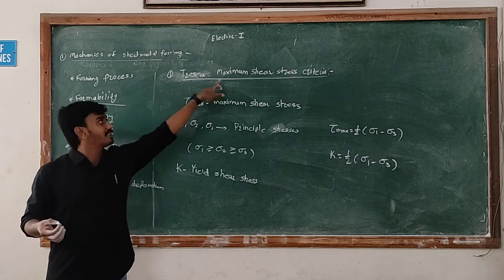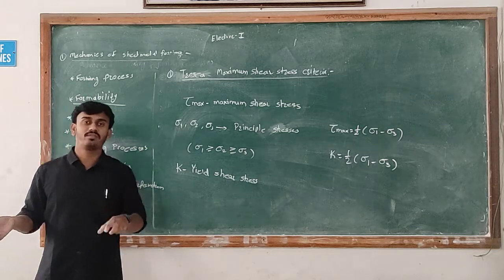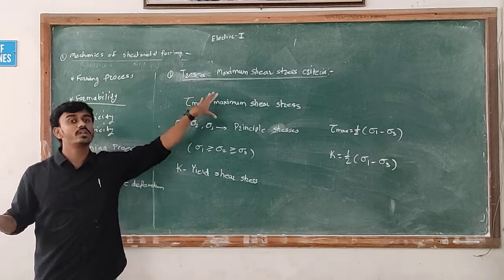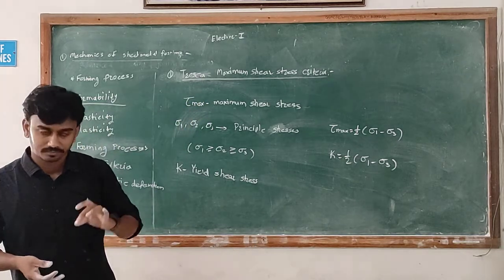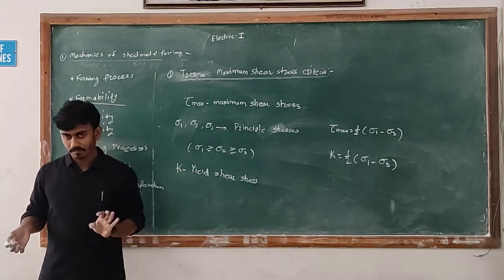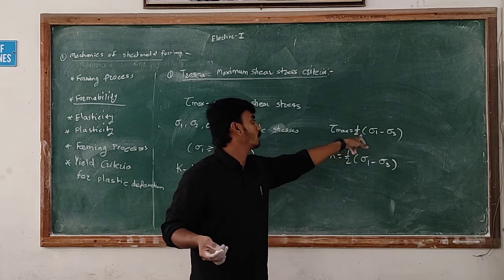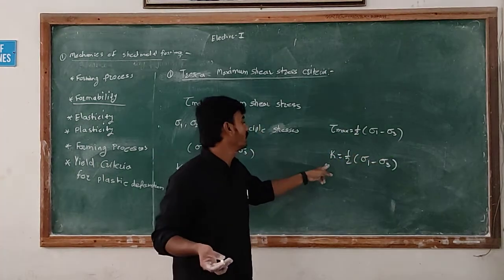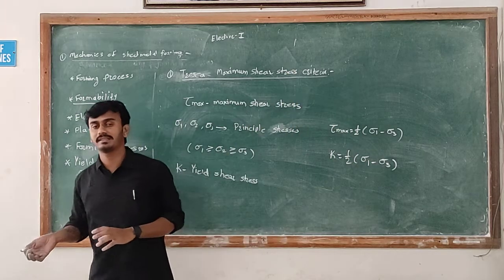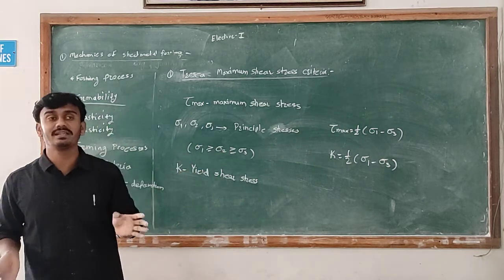So Tresca's maximum shear stress criteria says that the plastic deformation in a material will initiate when the maximum shear stress reaches its limiting value, and this limiting value is called the yield shear stress. And we have a formula for maximum shear stress: tau max is equal to 1/2 into (sigma 1 minus sigma 3), and according to this criteria K is equal to 1/2 into (sigma 1 minus sigma 3), where sigma 1, sigma 2, sigma 3 are principal stresses.